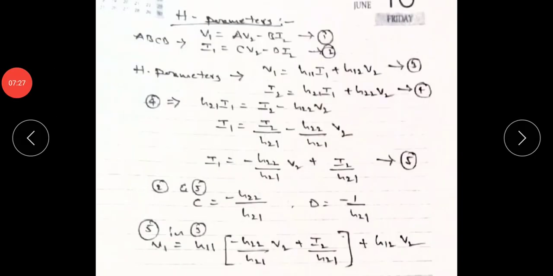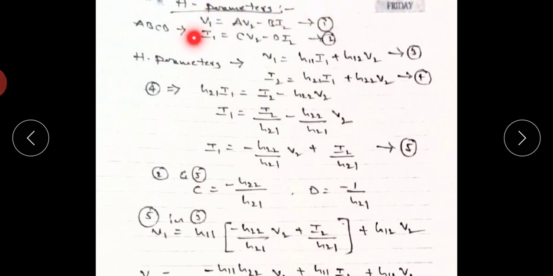So next, in terms of H parameters. First write the ABCD parameter equations. These two are the ABCD parameter equations. So next, the H parameter equations: V1 equals H11 I1 plus H12 V2, I2 equals H21 I1 plus H22 V2. Equation number 3 and equation number 4.